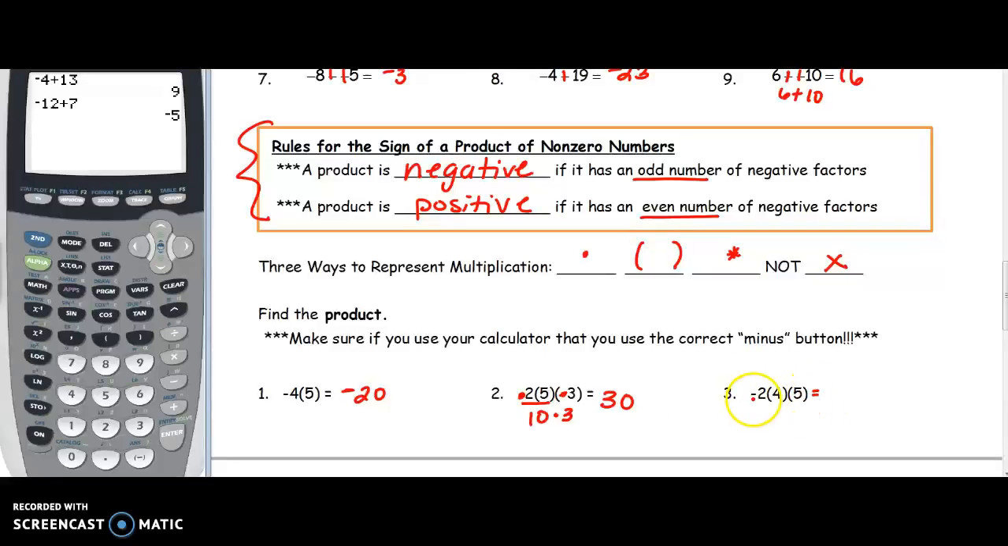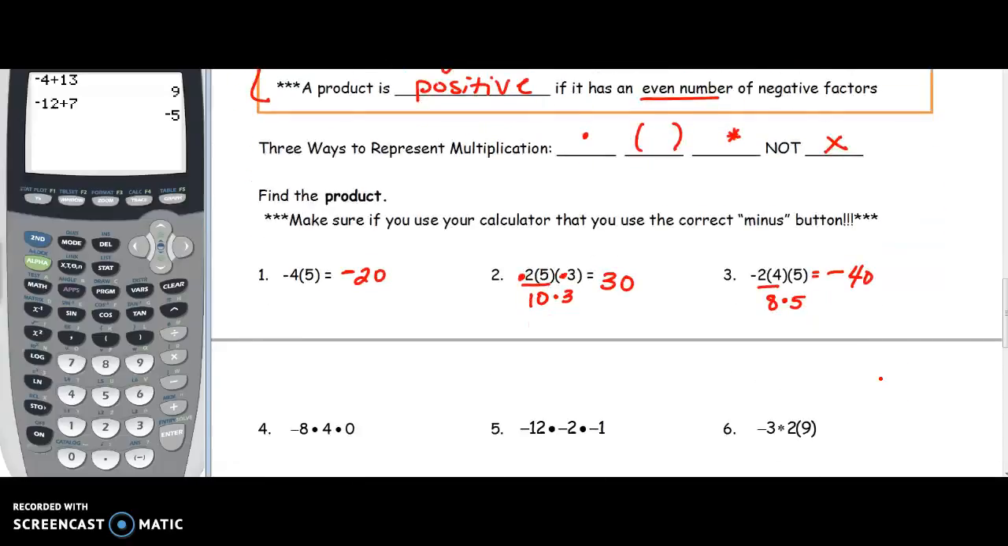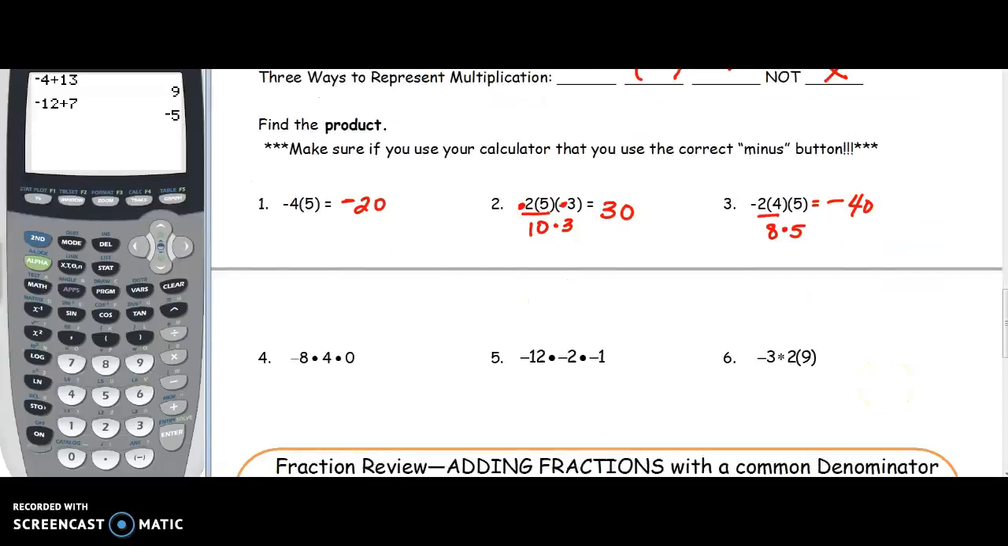In 3, you have one negative, which means you're going to have a negative answer. And then you can go ahead and just multiply across. 2 times 4 is 8, times 5 is 40. So your answer is negative 40. So go ahead and try the next 3. Go ahead and check your answers here at the bottom.